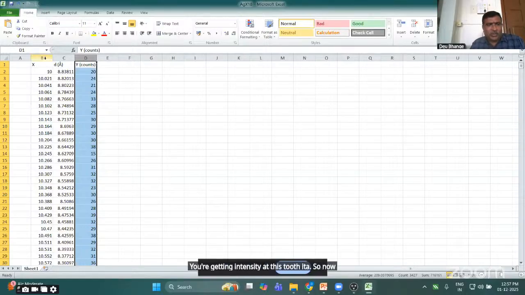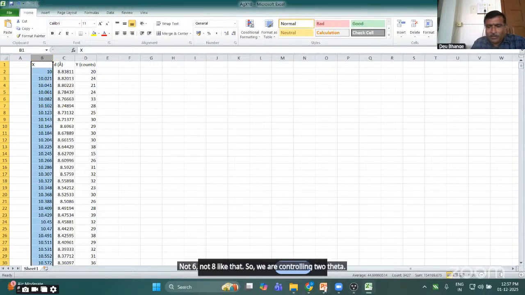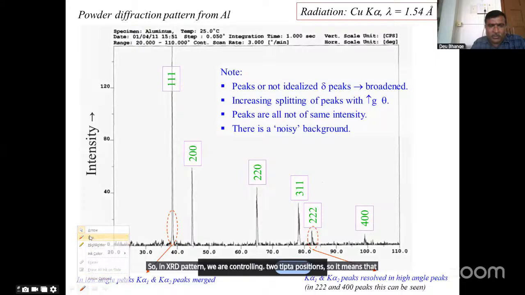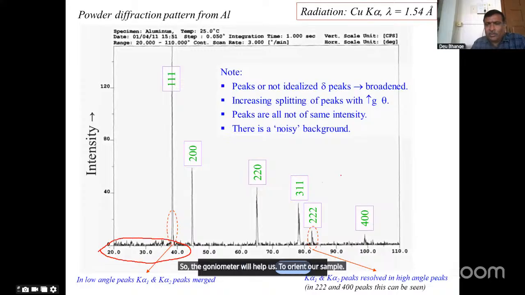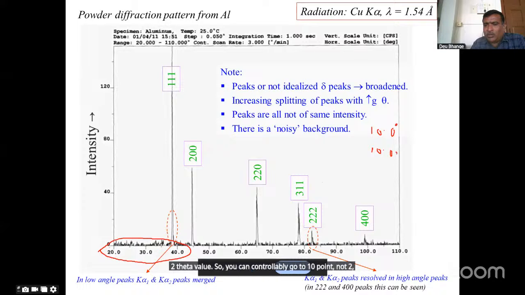Now focus on this one: 10, 10.02, 10.04, and so on. So we are controlling 2 theta. In an XRD pattern, we are controlling the 2 theta positions. The goniometer helps us orient our sample to the incoming X-ray beam. For example, if you start your experiment at 10 degrees 2 theta, you can controllably go to 10.02, 10.04, and reach up to 80 degrees 2 theta. This is the control we can make on the angle of incidence by using the goniometer.